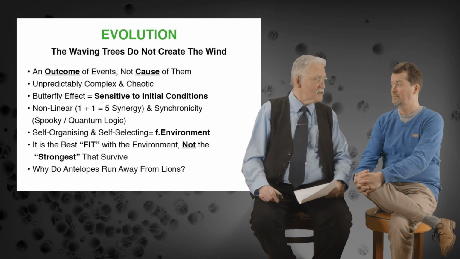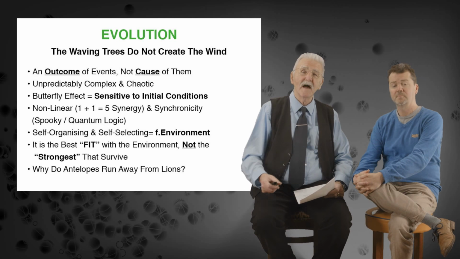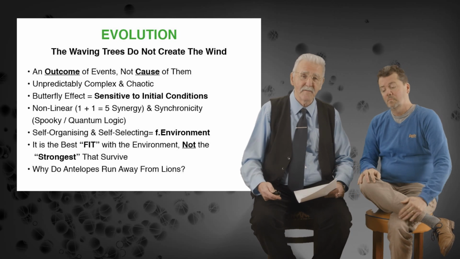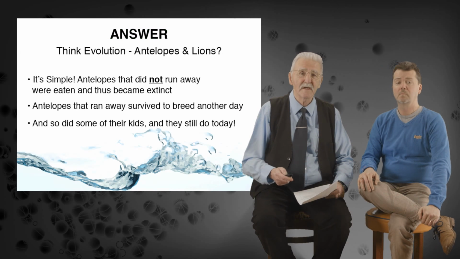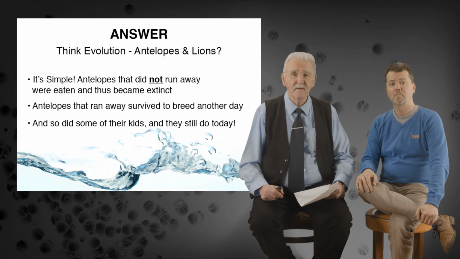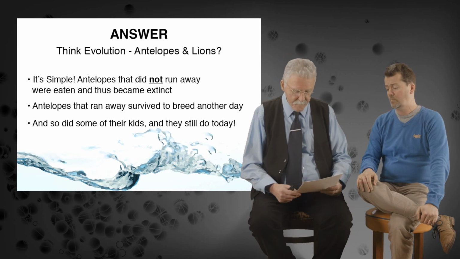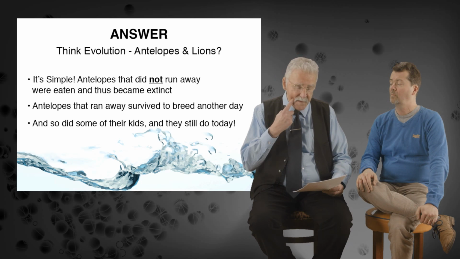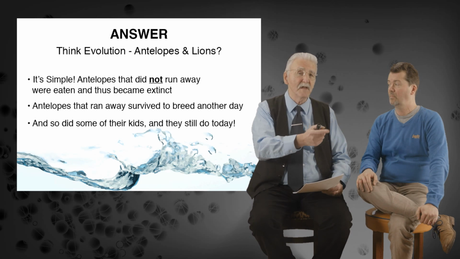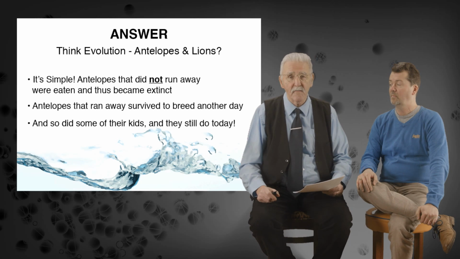We often ask that question in class, and students come up with lots and lots of various reasons. But here's the evolutionary approach. If you're thinking evolution, it's very simple. The antelopes that didn't run away from lions, millions of years ago, were eaten and became extinct.